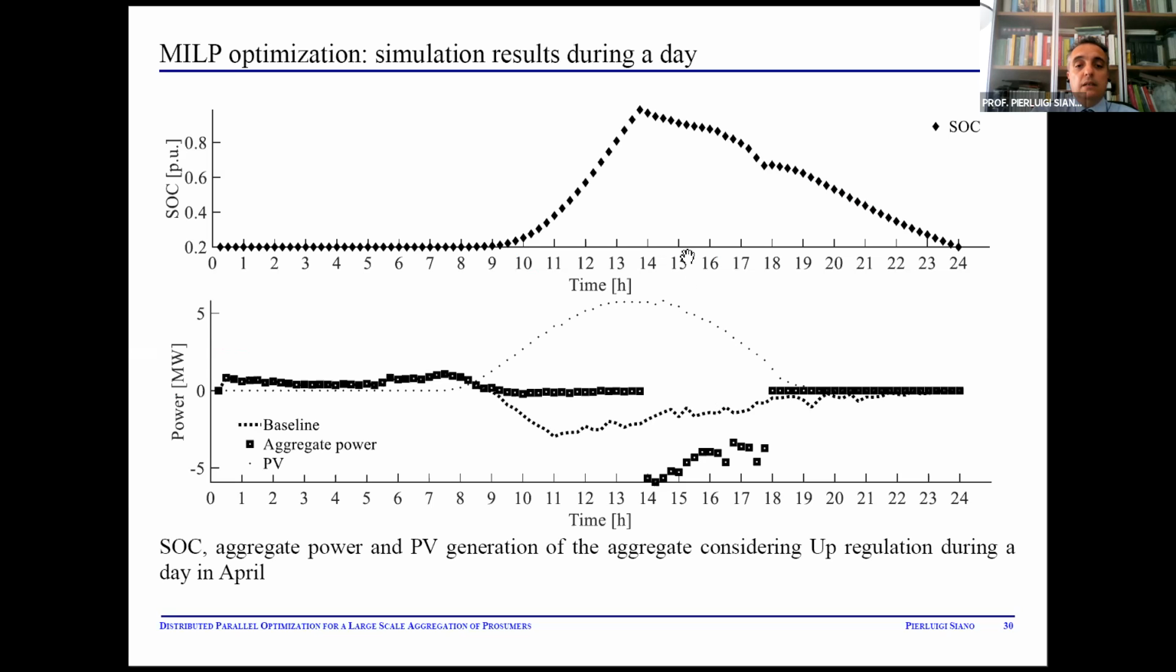we can see here the state of charge of all the batteries during a day in April, considering up regulation. The aggregation is providing up regulation from 2 p.m. to 6 p.m. In the lower part of the figure, we can see the average power in a quarter of an hour related to photovoltaic generation here, and the absorbed power for the baseline and the absorbed power in the case of upper regulation.